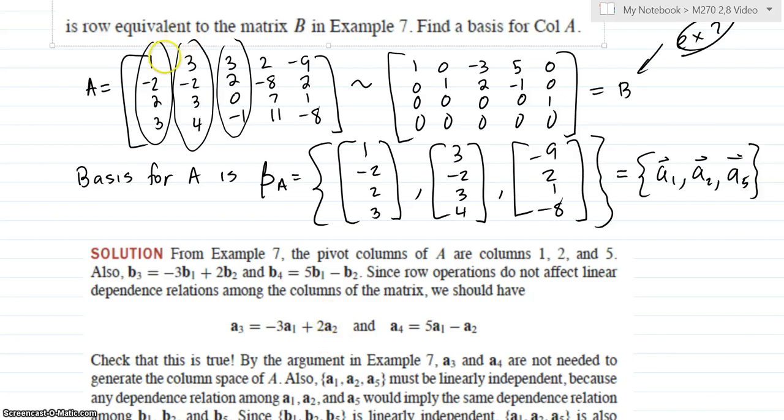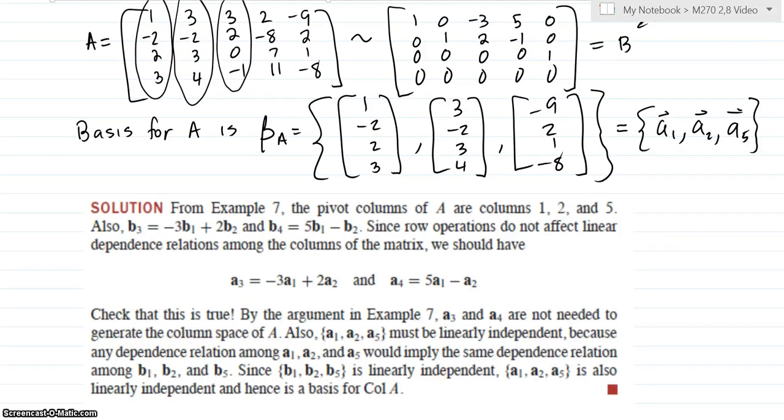So if you take negative 3 times A1, that's negative 3, plus 2 times A2, that would be 2 times 3, which is 6. You would get 3. You can do it all the way through here. Negative 3 times negative 2 is 6, plus 2 times negative 2, negative 4, it's 2. It works. And you could do the same thing with A1 and A2 with A4. So you can check that it is true.